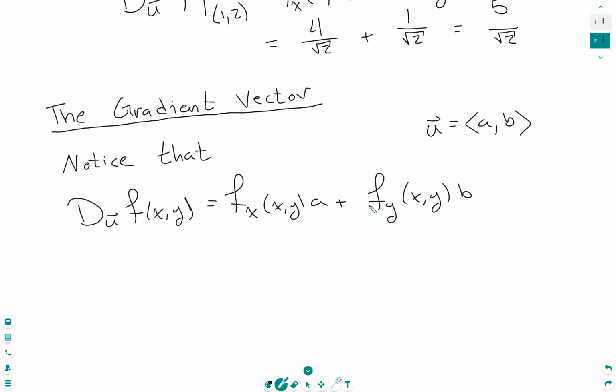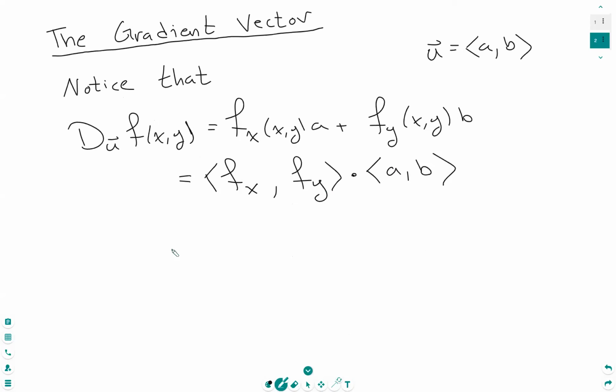But what I see here is a term multiplied by a term and another term multiplied by a term added together. And you might think about the dot product. So we're finally bringing back this dot product. So if we made a vector out of fx and fy, and we dotted it with the vector that's a, b, this is u. This is the u vector. We can write the directional derivative as this dot product.